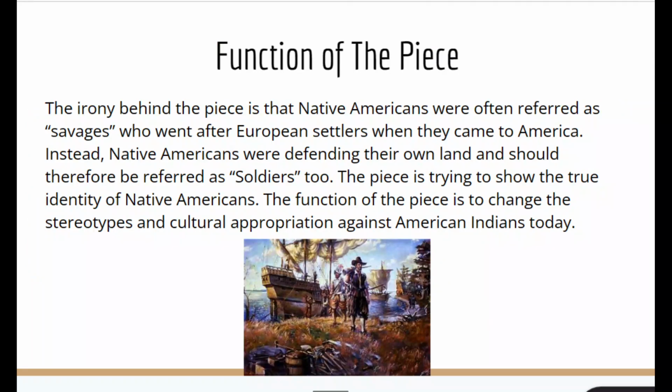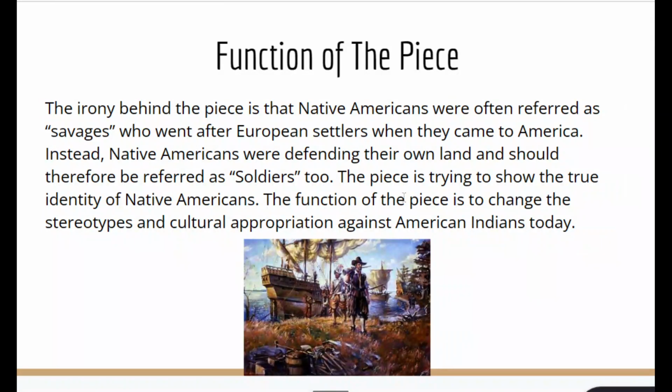So the function of the piece. The irony behind the piece is that Native Americans were often referred to as savages who went after European settlers when they came to America. Instead, Native Americans really should have been known as soldiers because they were defending their own land, and should therefore be referred to as soldiers because they didn't want to go after the European settlers. They were doing what they had to do. They were defending their land and defending their family, and that's what soldiers do. So the piece is trying to show the true identity of Native Americans.